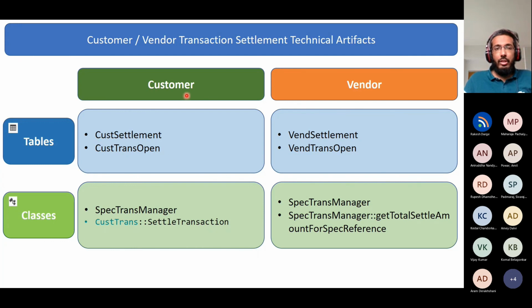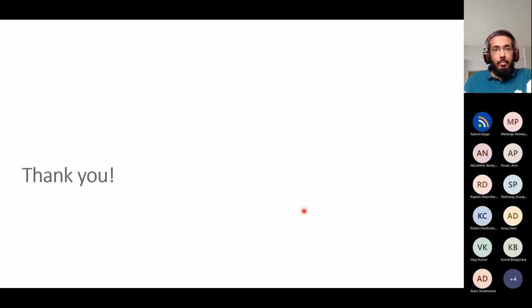So in both the cases, customer and vendor, we have mentioned some class names and which method you can actually use to settle transactions. For customer transactions, it's CUS trans :: settle transaction. For vendors, it is Spec Trans Manager get total settle amount for spec reference. That's it from my side, Rakesh. If there are any open questions, I'm happy to help.